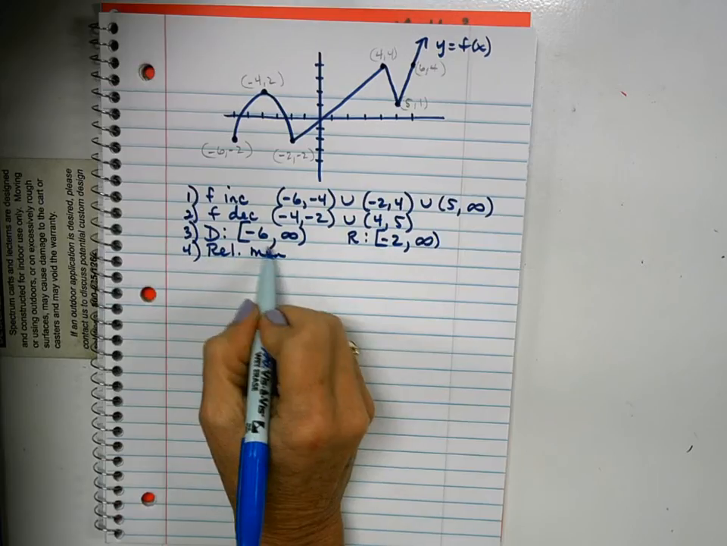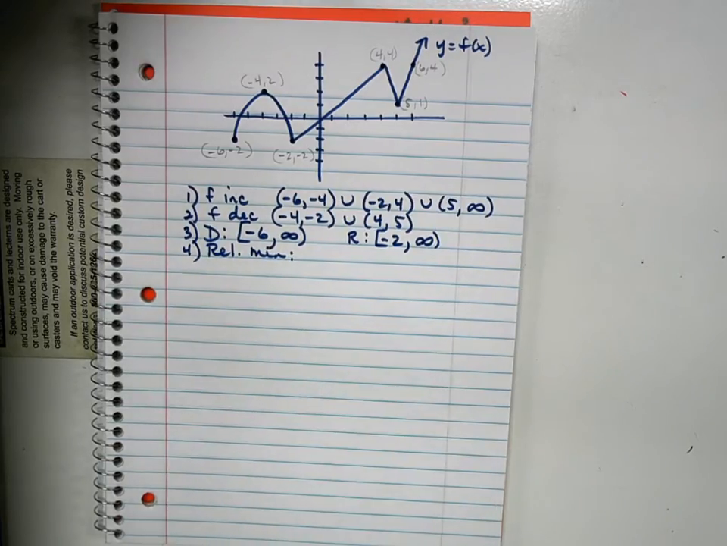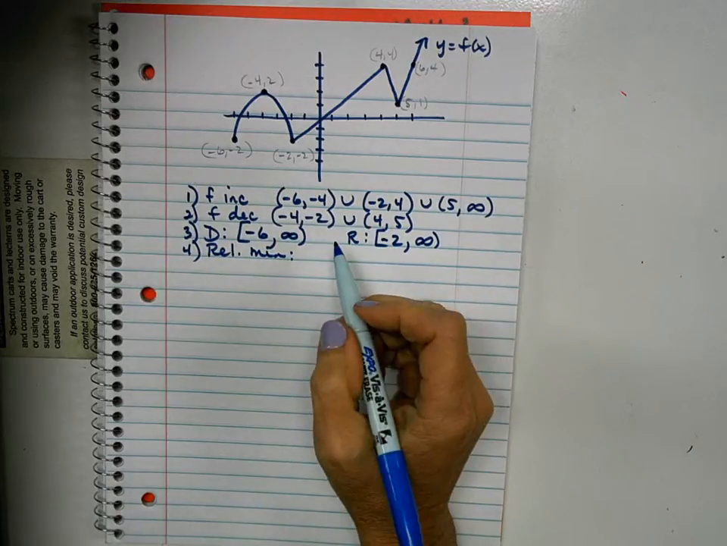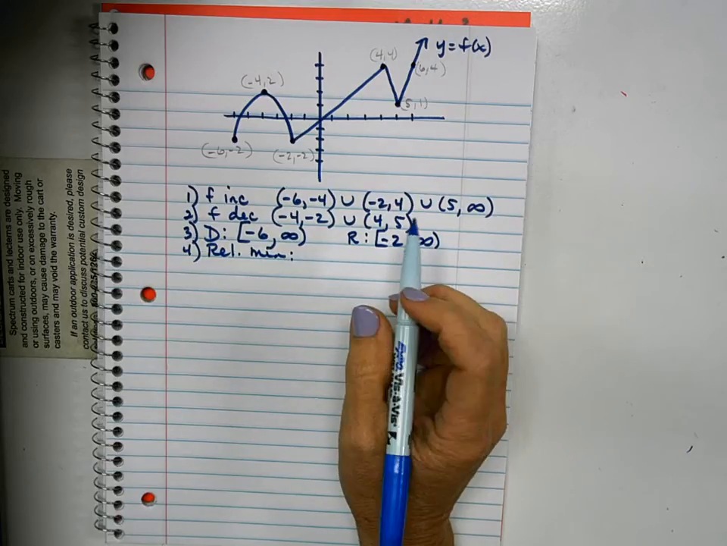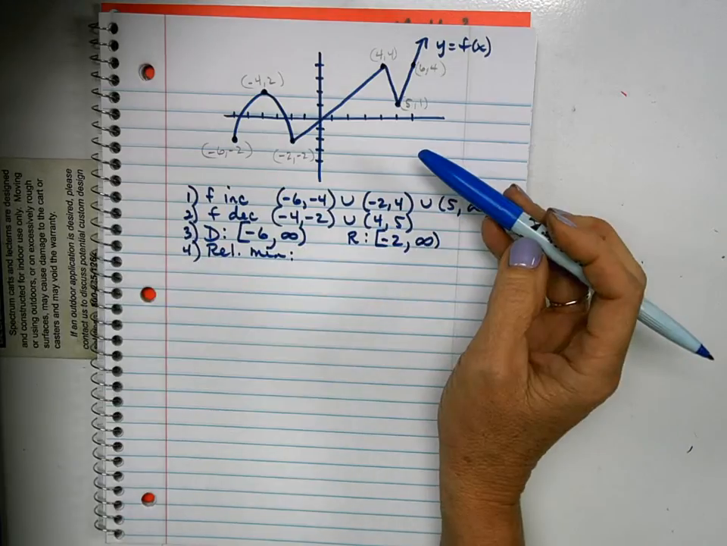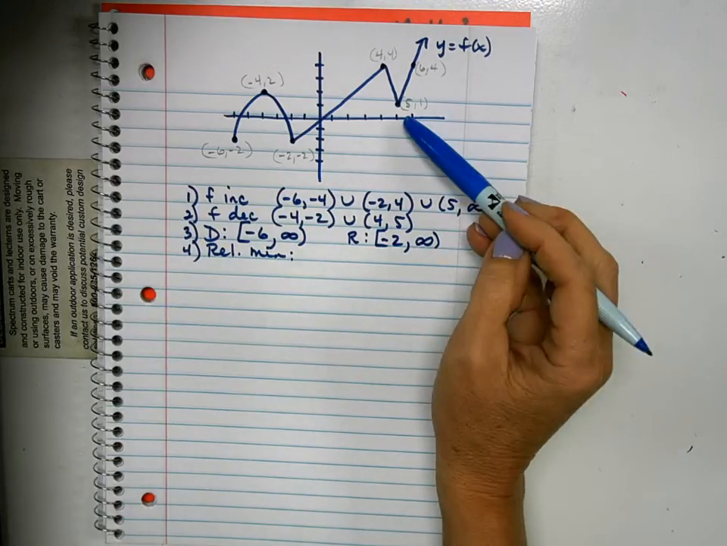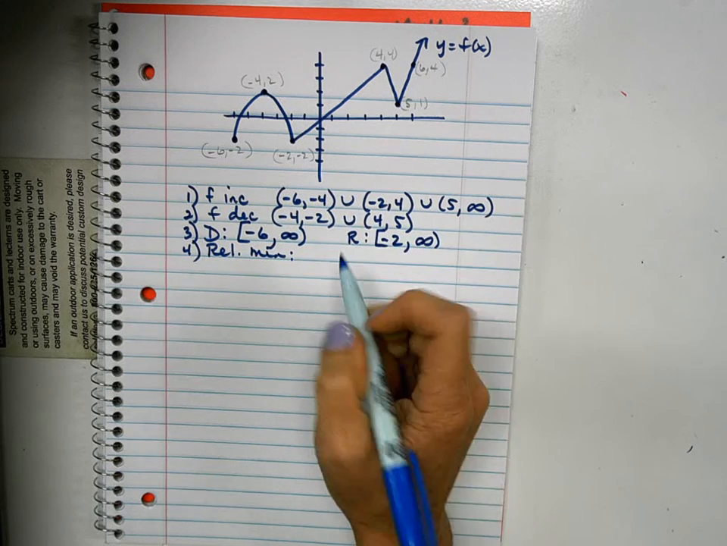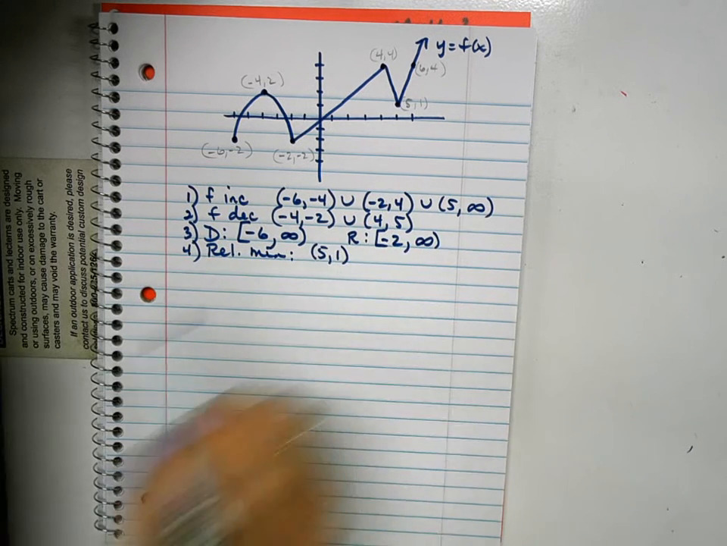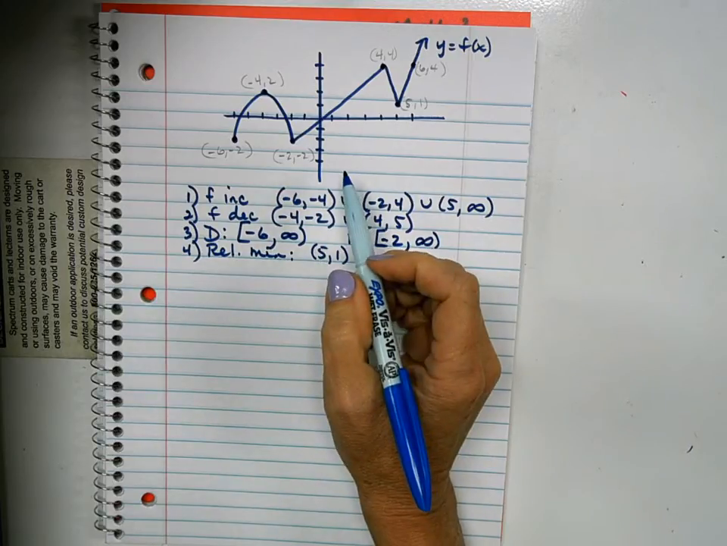F has to change from decreasing to increasing to do that. Do you see a relative min here? F has to change from decreasing to increasing. Yes? That one right there, yeah. So that coordinate, what's the coordinate right there? 5, 1. 5, 1's one of them. There's another one. -2, -2 would be the other.